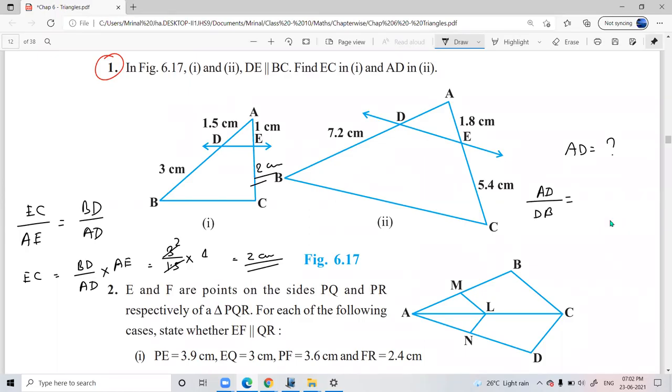What can we write? AD by DB is equal to AE by EC. So AD is nothing but 1.8 by 5.4, and transpose this to the other side, BD, so it will be 7.2. Remove the decimals. You know 18 threes are 54. Yes, sir. 2.4. If you divide it, it will be 2.4.